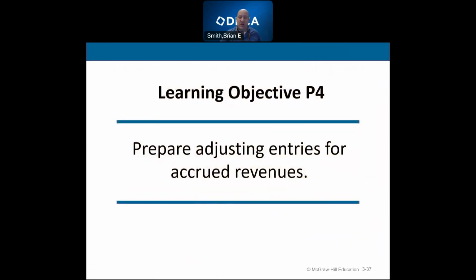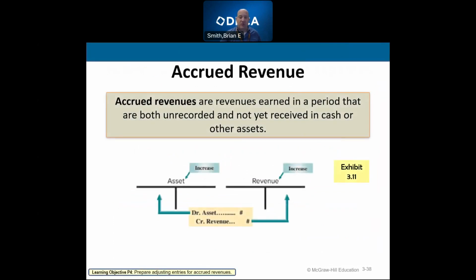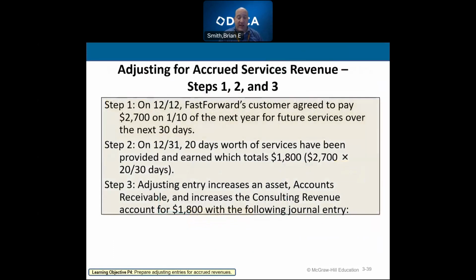All right, the last area is going to be the accrued revenue section. Accrued revenues are revenues that we've realized, that we've earned, but we haven't yet received payment for. So we're going to increase our revenues and increase our assets, but our asset is not cash. Our asset is going to be accounts receivable. In this case, Fast Forward's customers agreed to pay $2,700 on January 10th of the next year for future services over the next 30 days.